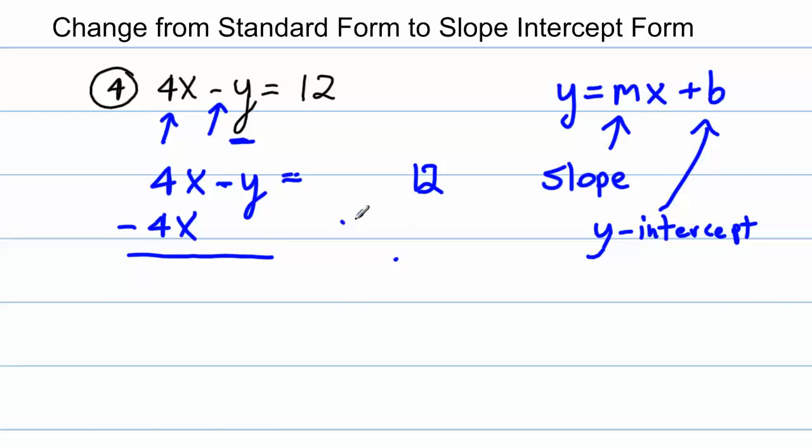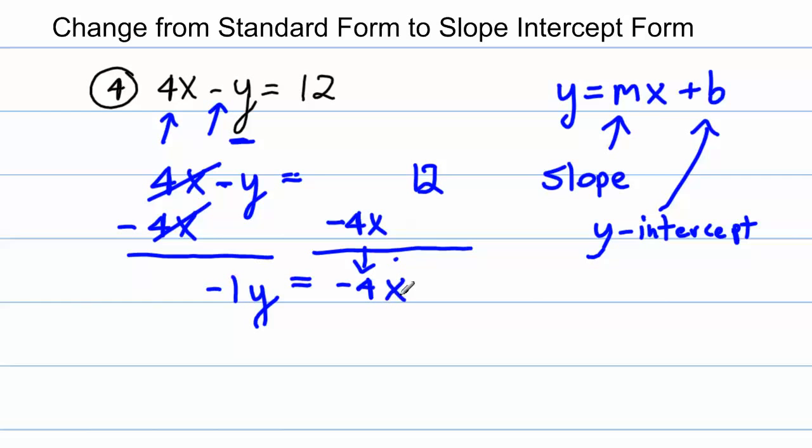Whatever I do to one side, I have to do to the other. Alright, now let's simplify. The 4x and the minus 4x cancel. Here we're left with negative y, or actually I'm going to write negative 1y, and you'll see why in a moment. On this side, the negative 4x comes down, and then this 12 is actually plus 12. You have to be really careful with the signs. The main thing is, in this case, the negative y comes down as negative 1y.